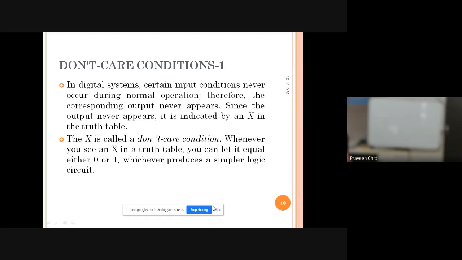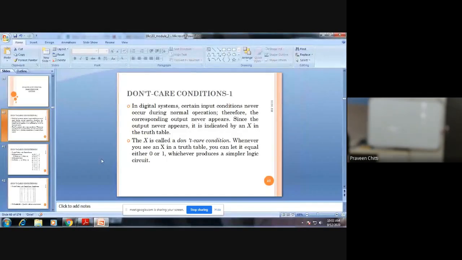So before we proceed with the simplification technique, quickly we'll discuss one more important concept which we'll be using in digital electronics called don't care condition. Can anybody tell me what is don't care? What do you mean by don't care in digital systems?